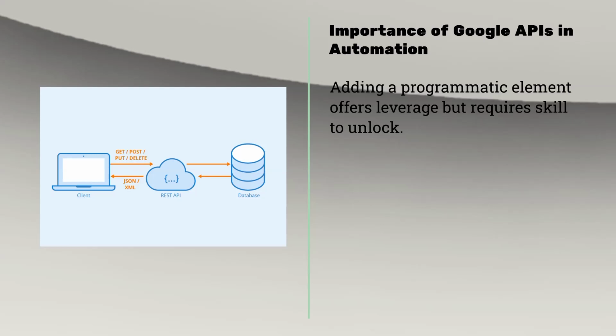Okay, so the importance of Google APIs in automation. This is adding a programmatic element that offers leverage but requires some new skills sometimes in order to unlock. Now, the idea here is if we can test and prove that a system's better, the winner's the client. So why not go through the rigor of building this up, using it, testing, and finding starting points.